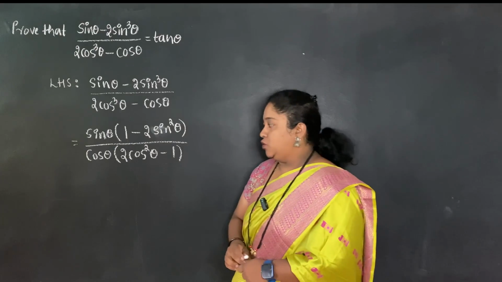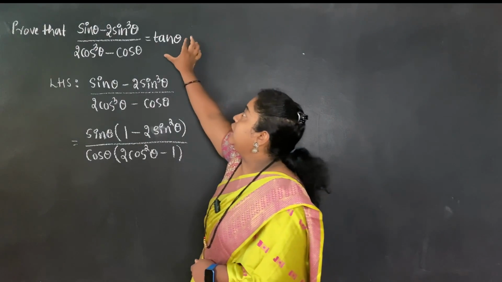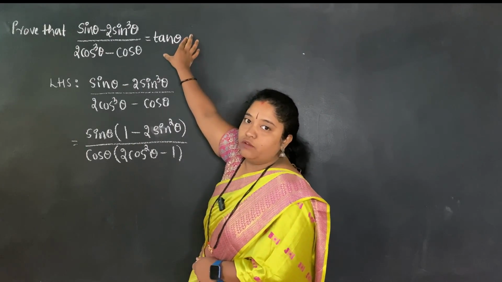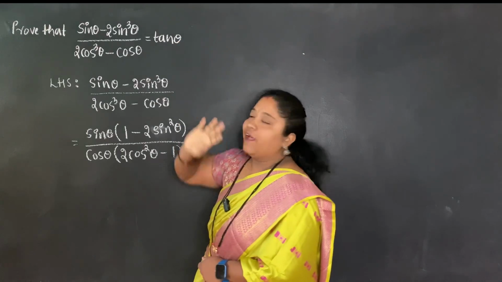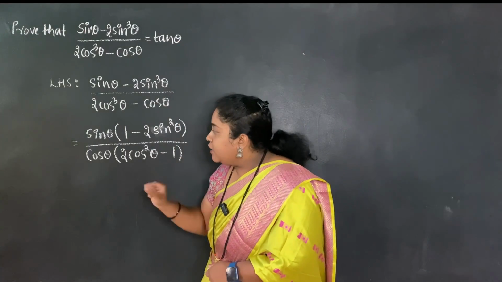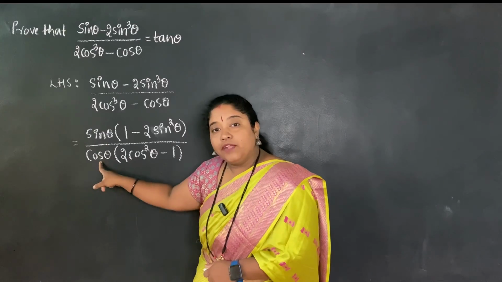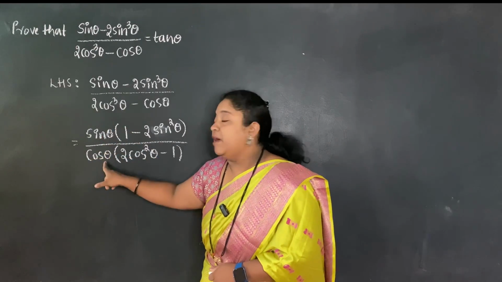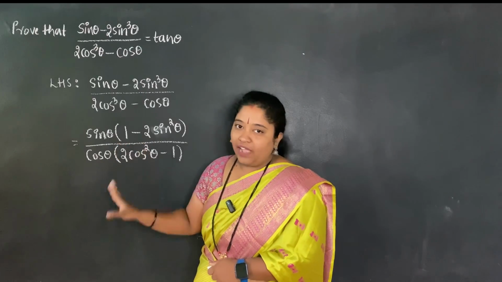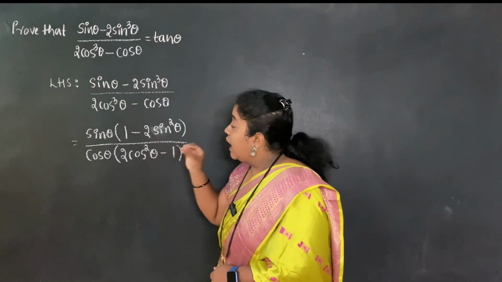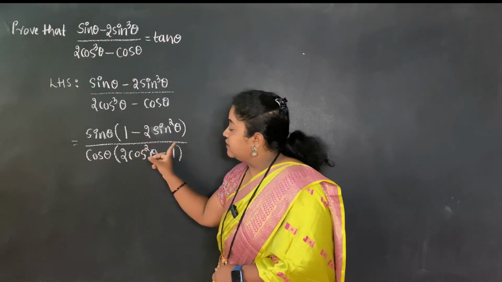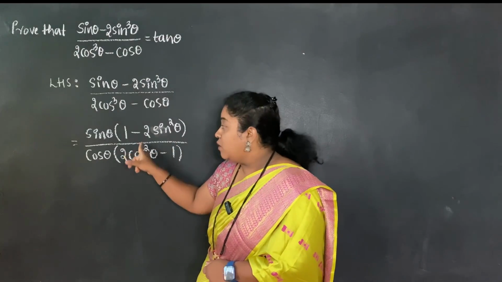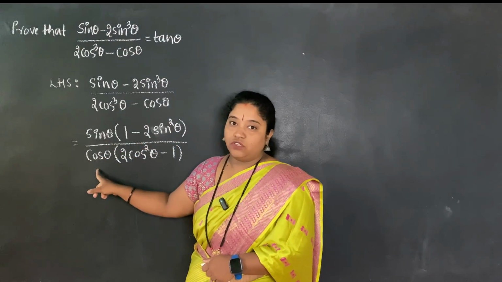Now what should I do? I need to have tan theta here. Use your common sense. To have tan theta, I need only sine theta by cos theta, because by relation we know sine theta by cos theta is tan theta. Fine enough, I can have that. However, I need to cancel these two, then only I'll get sine theta by cos theta.